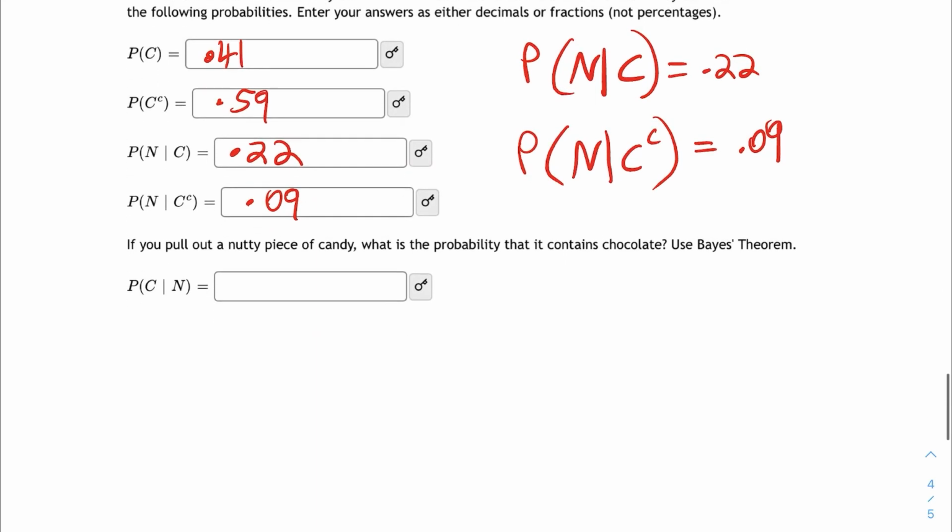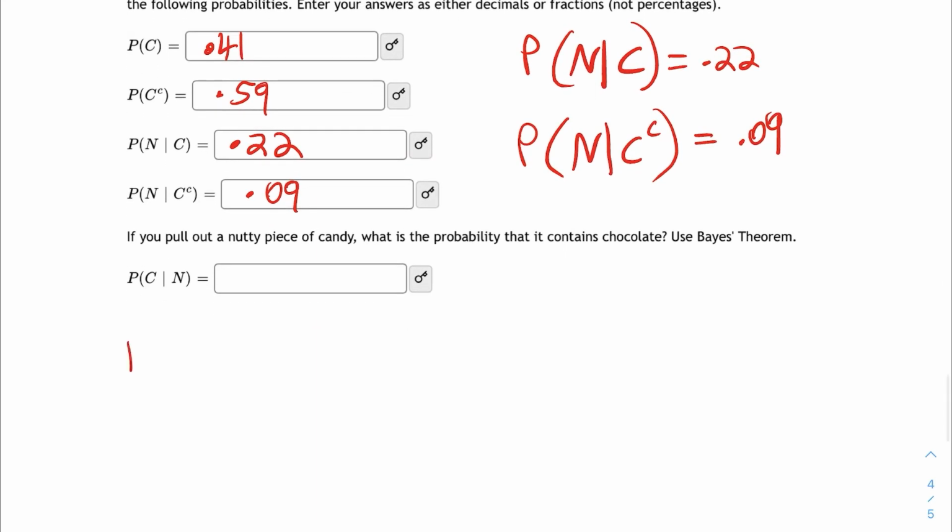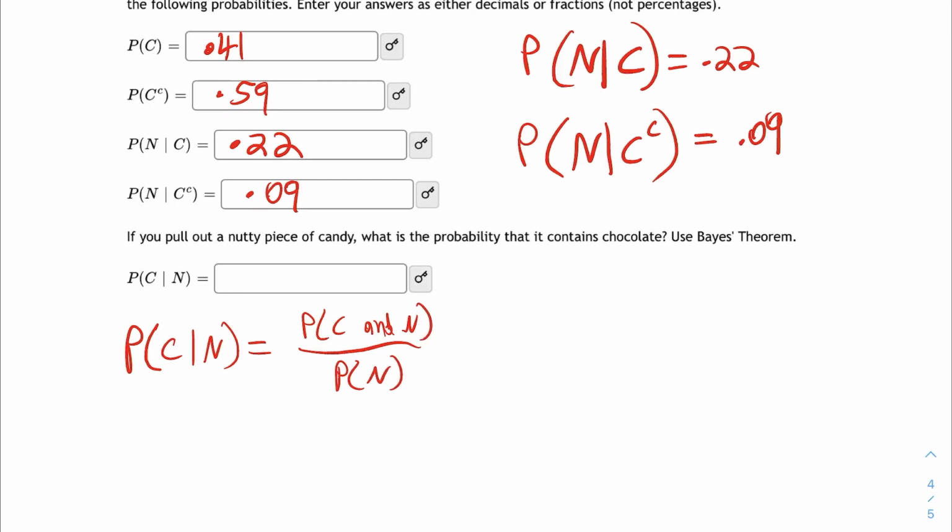But we can start off with just a simple rule for conditional probability that says the probability of C given N is equal to the probability of C and N divided by the probability of N. So using that, we need to find the probability of C and N. Well, the probability of C and N would be the probability of C times the probability of N, given that C has already occurred.